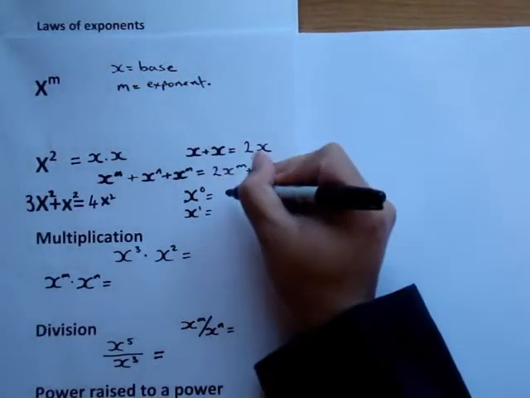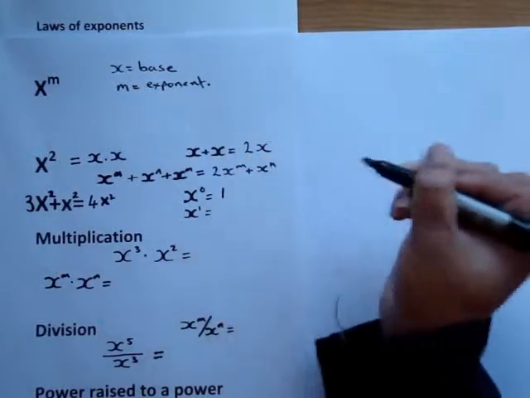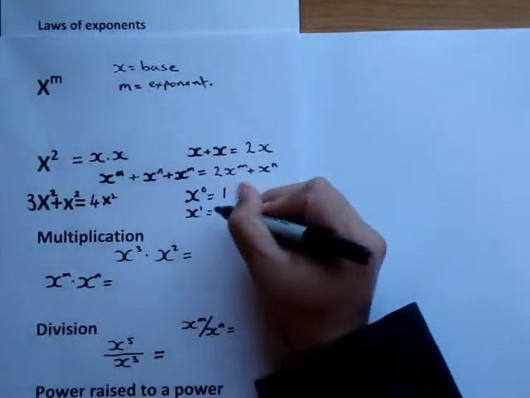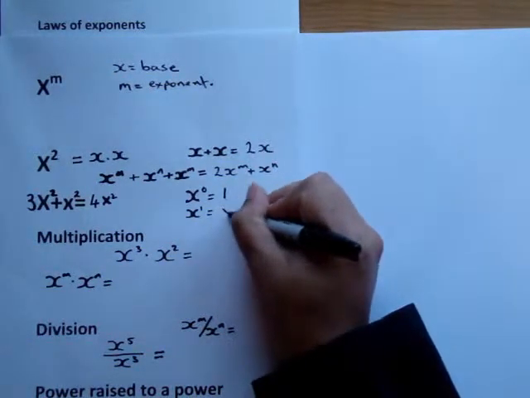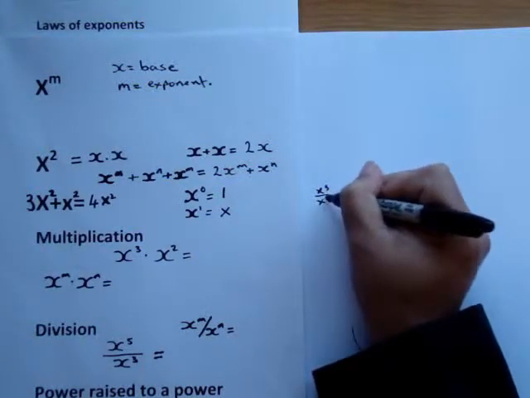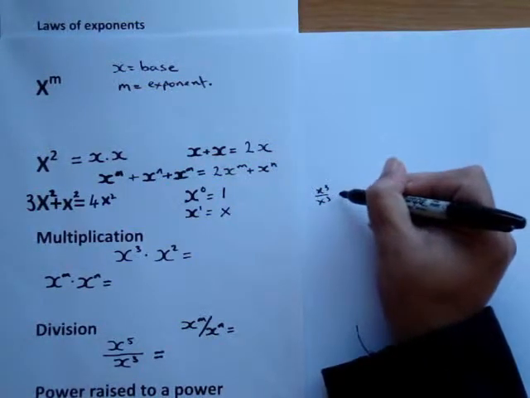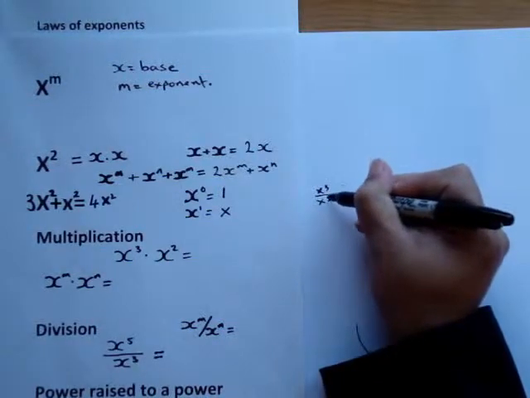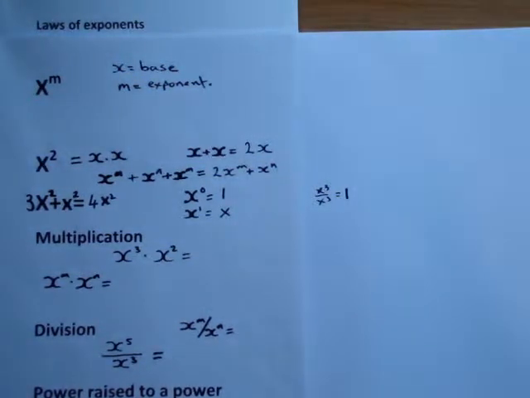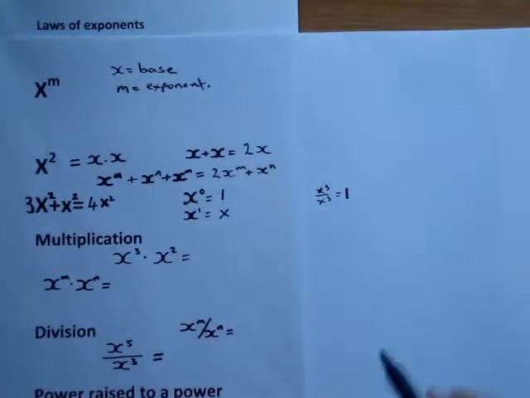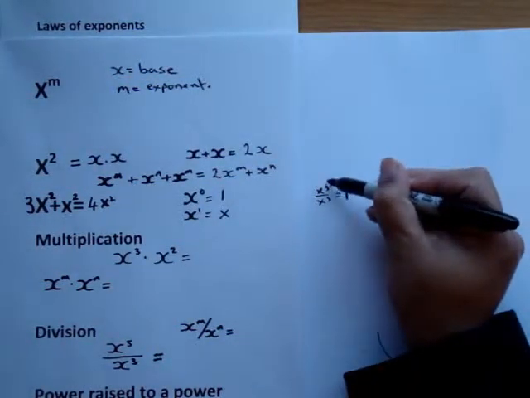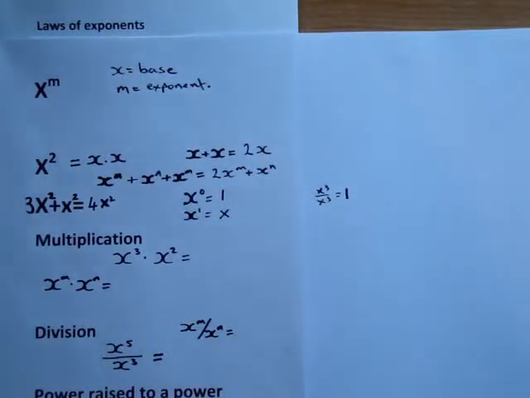X to the power 0 is simply 1, so anything to the power 0 is simply 1, and x to the power 1 is x. x cubed divided by x cubed becomes 3 minus 3, so 3 minus 3 is 0, so that becomes x to the 0, and x to the 0 is 1.